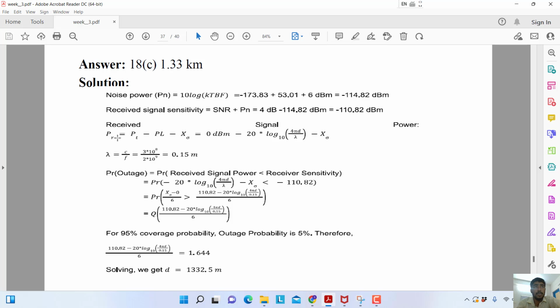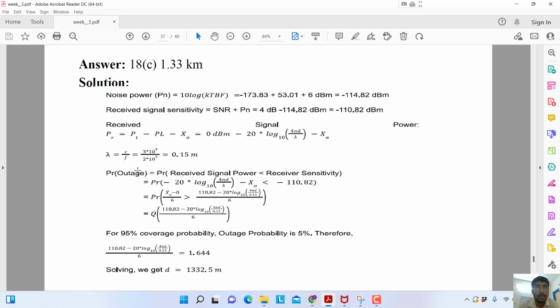Next we will calculate the received signal power. PT is given as 0 dBm. For the path loss model, we are using the free space path loss model: 20 log10 of 4 pi d upon lambda, and our f is given as 2 into 10 to the power 9. From there we calculate lambda. Lambda is 0.15 meter. We will put all these values there.